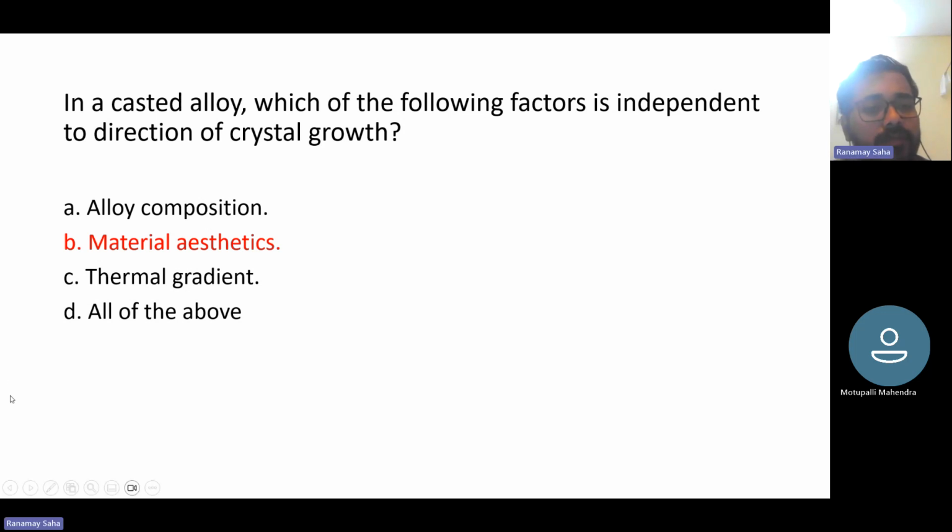And then you have thermal gradient. Of course, thermal gradient is the basic science behind the formation of dendrites. So thermal gradient is one of the important factors, actually the most important factor affecting crystal growth. The material aesthetics has nothing to do with crystal growth. So this is the wrong option here. I mean, as far as the question is concerned, this is the correct answer.